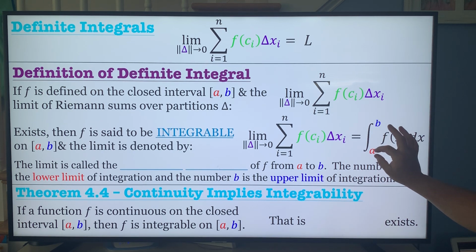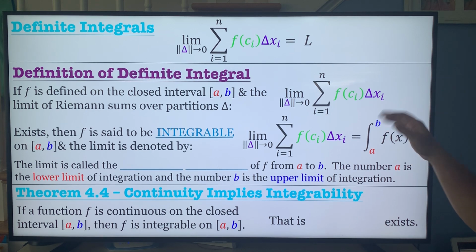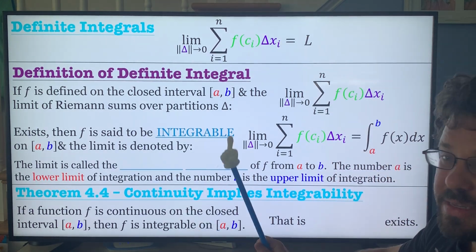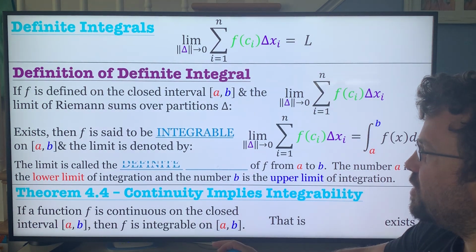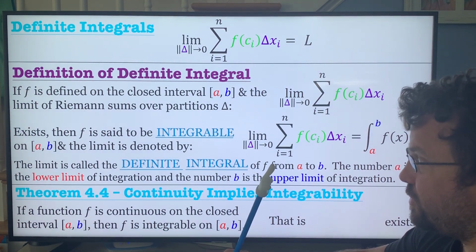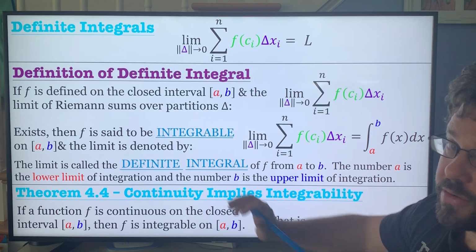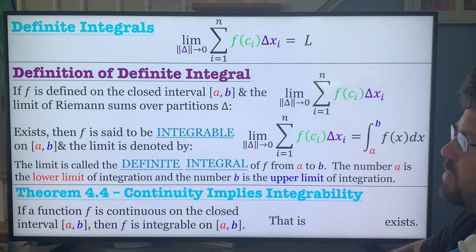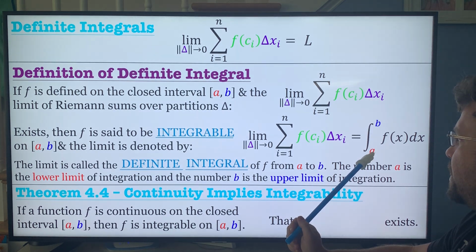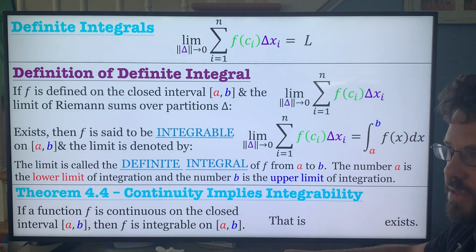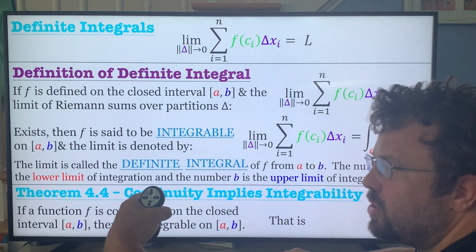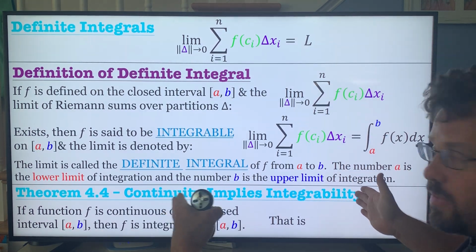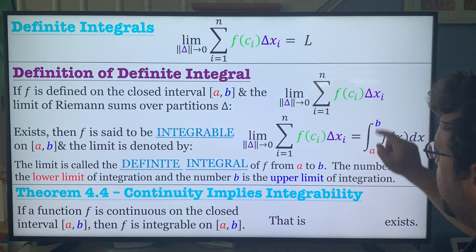So now you have a lower limit and a higher limit, which we did before. So now we're going to get into actually using our integrals again. The limit, this is a lot easier, is called the definite integral, hence the name of the lesson, of f from a to b. The number a is the lower limit of integration, and b is the upper limit of integration. So that's pretty much your lowest x point, your highest x point. That's your interval a, b. Your start point, your end point.